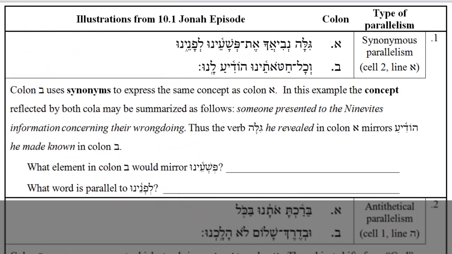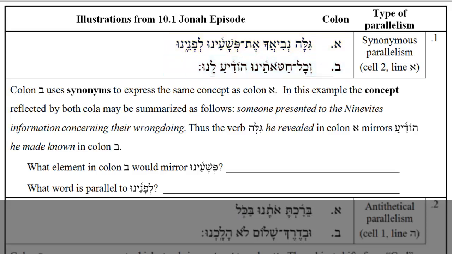We'll draw from lines in the current Jonah episode in order to illustrate these 3 different types of parallelism. In this Jonah episode, these lines belong to a prayer presented by the king of Nineveh. In example 1, we'll explore synonymous parallelism. The excerpt comes from cell 2, line Aleph, of Eser Nikud Achat Jonah episode. It's broken into 2 kola, as you see, kola Aleph and kola Beit. Both of these come from line Aleph.